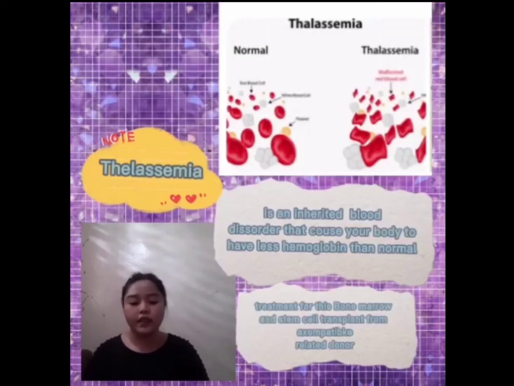Next is thalassemia. Thalassemia is an inherited red blood cell disorder that causes your body to have less hemoglobin than normal. Treatment for this is bone marrow and stem cell transplant from a compatible related donor.